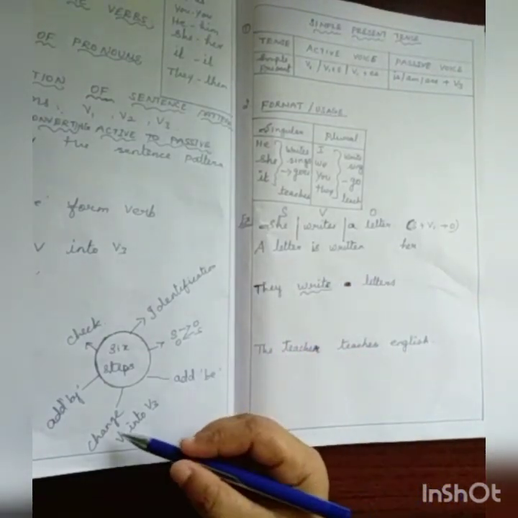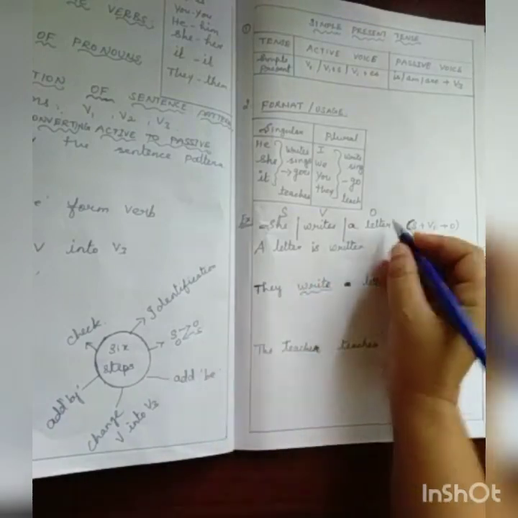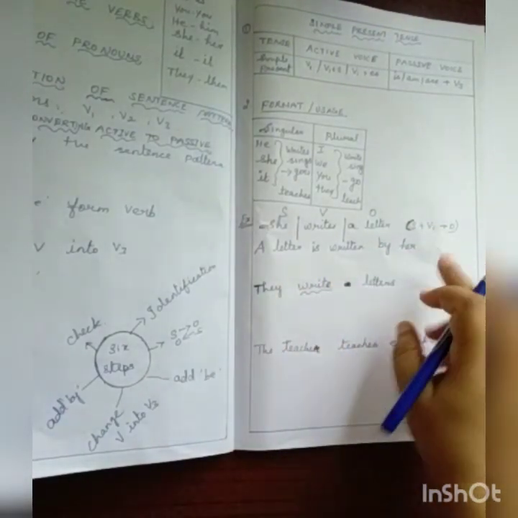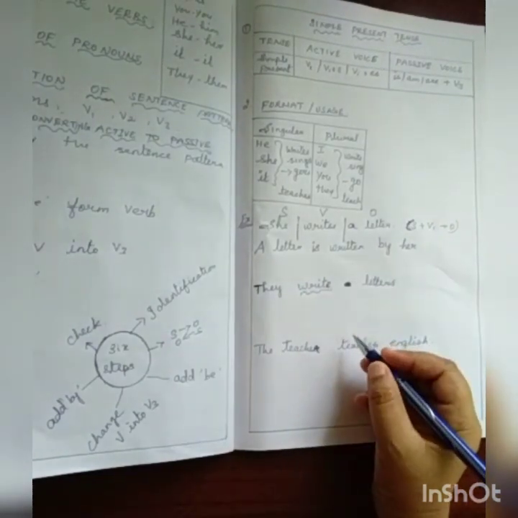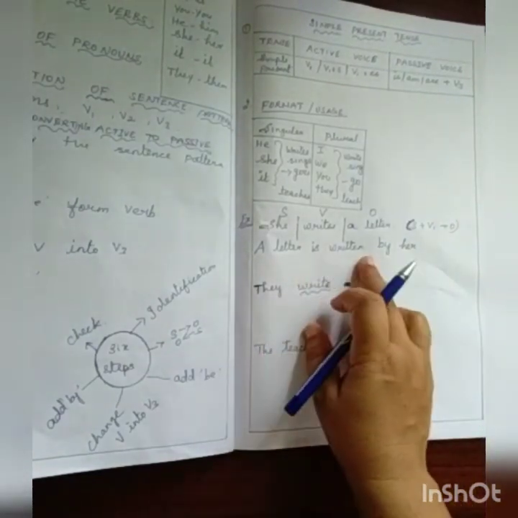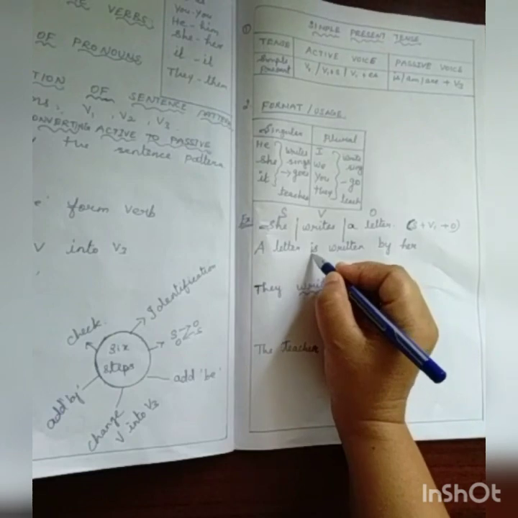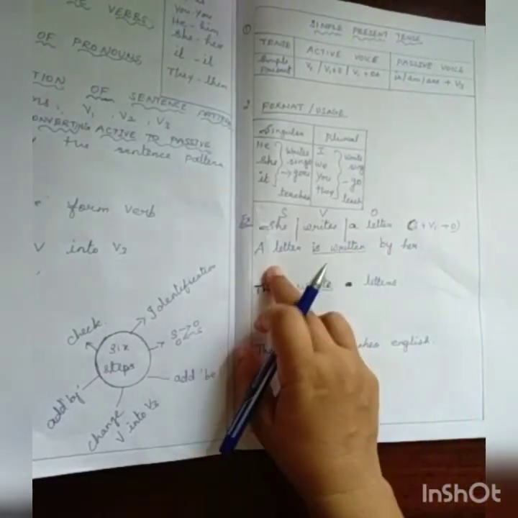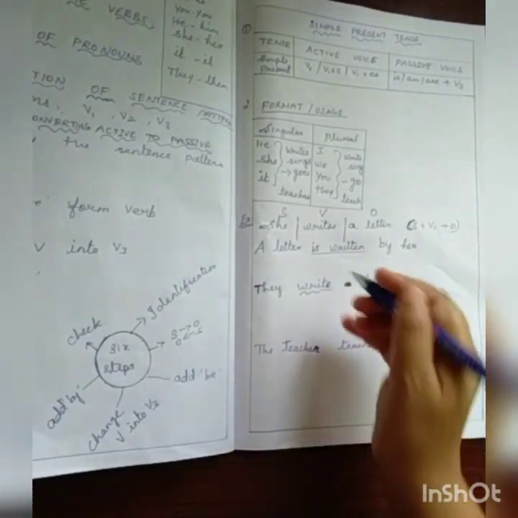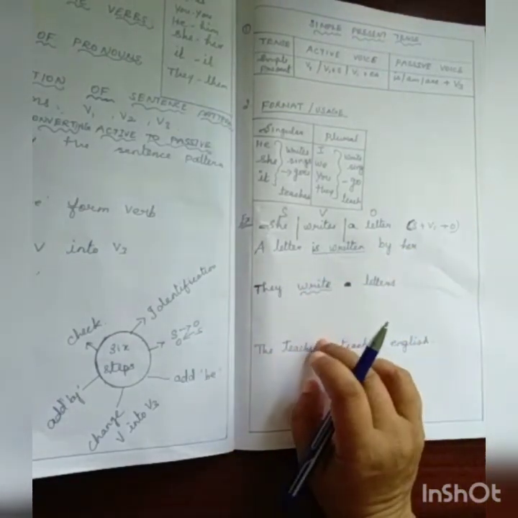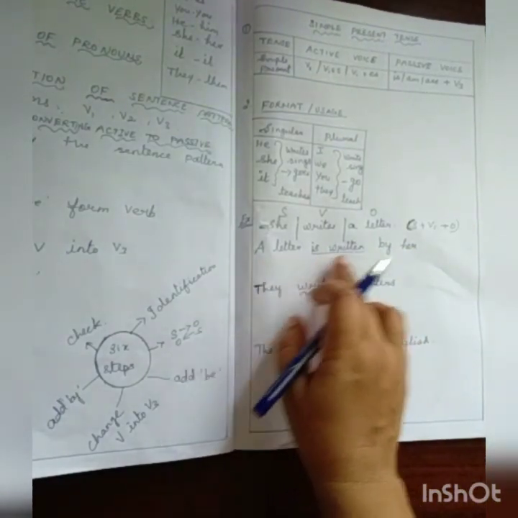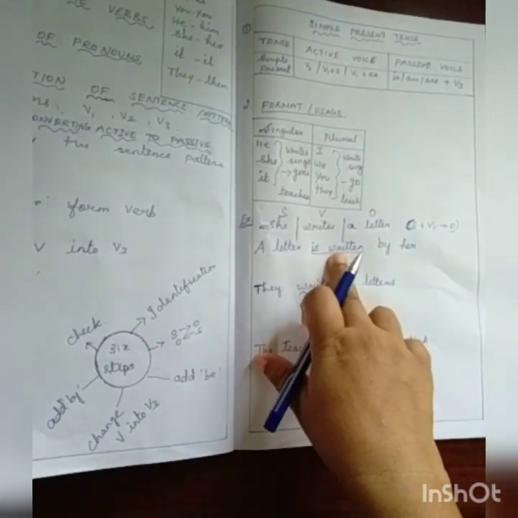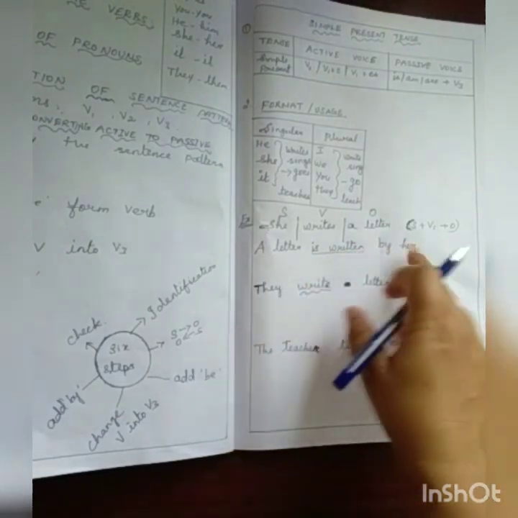Now is the sentence completed? No. Then what is the next step? Add by. So, a letter is written by her. Now check: we didn't change the verb, right? This is also in present tense, we changed subject and object, but the verb we didn't change. So who is doing this work? Her.